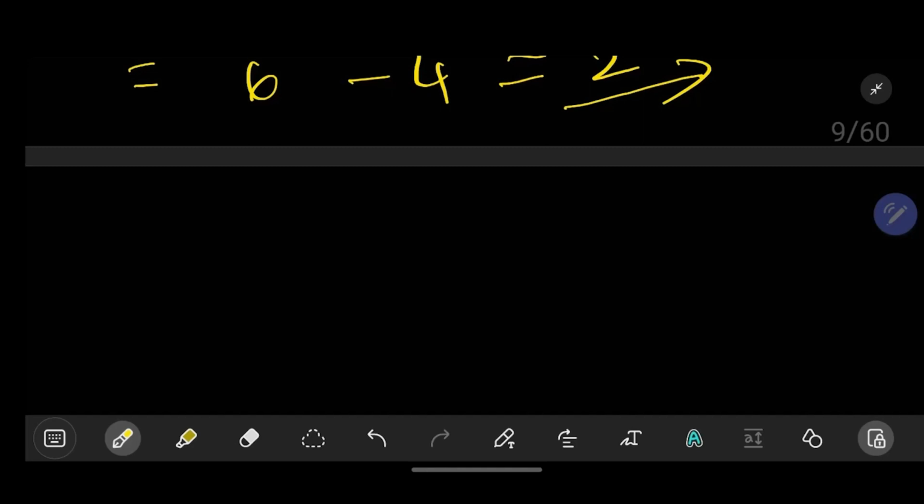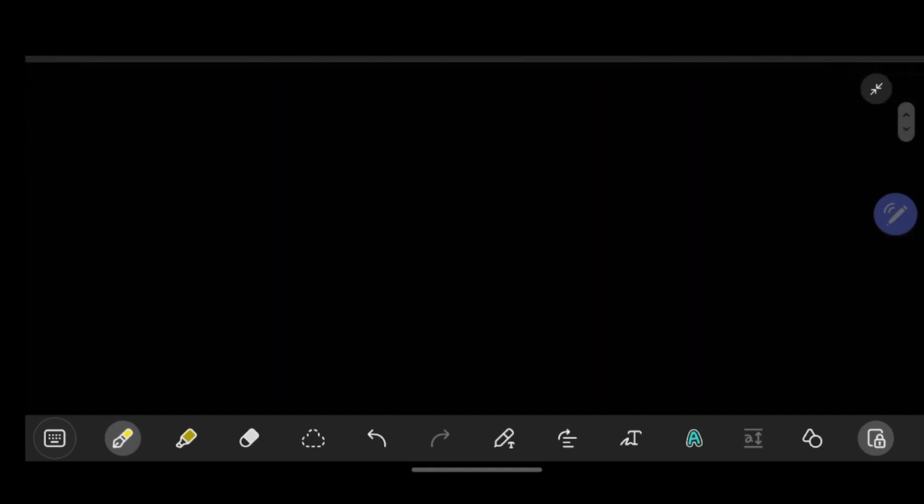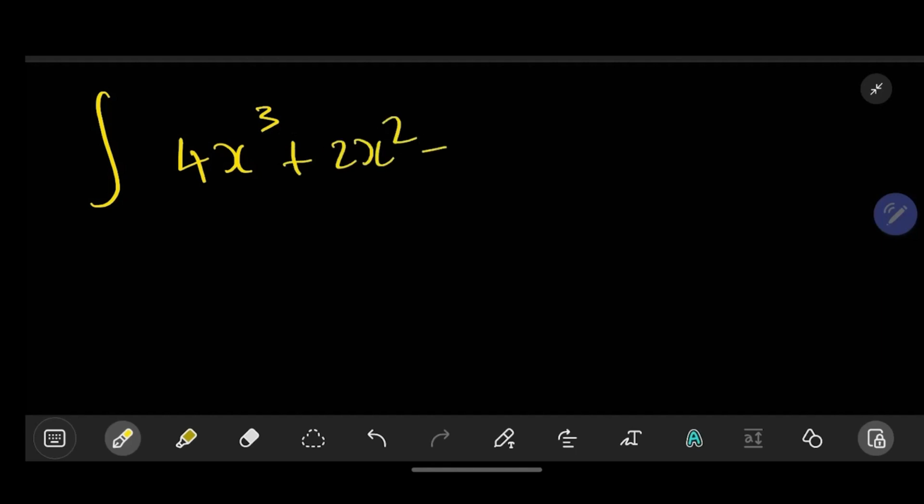I'm going to take you through a final example, and I'm not going to take this through to the end. So jot this down. I'll take you through the first few steps, and then you can finish it off on your own. We have to find the integral of 4x cubed plus 2x squared minus 3 dx, and we're evaluating this from 2 to 4.